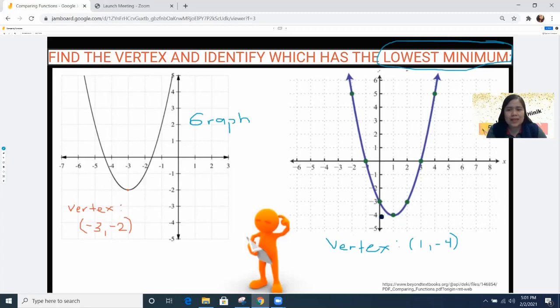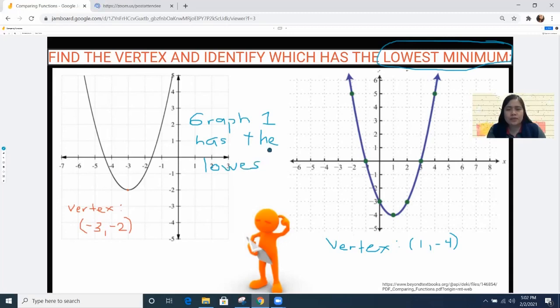So this one has the greatest minimum because the minimum of this one is greater than this one. Okay, so graph 1 has the lowest minimum. Don't get confused on that. It has the lowest minimum. There you go. That is how we answer it.